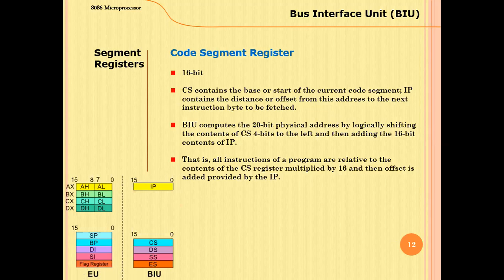This is where the starting address or base address of the code segment is available, and this address along with another value called IP, the instruction pointer, is used by the BIU to compute the physical address. For computing that physical 20-bit address, the CS is shifted 4 times left. After that, it is added with the IP. Because of this, a 20-bit address is generated. So this is about the code segment register.